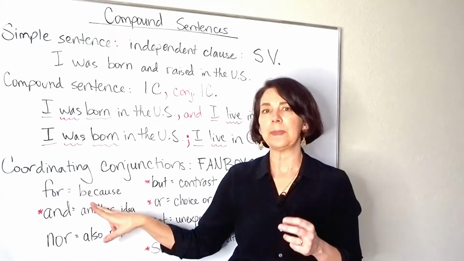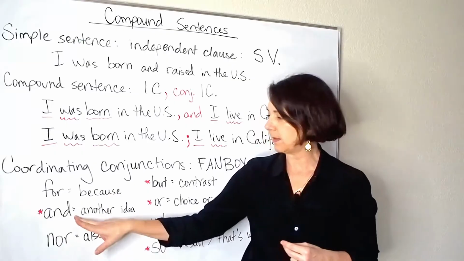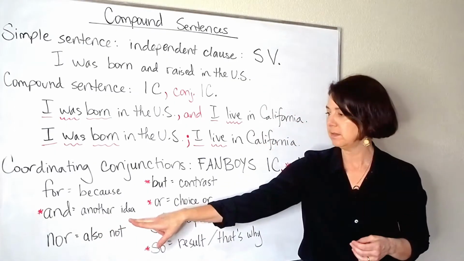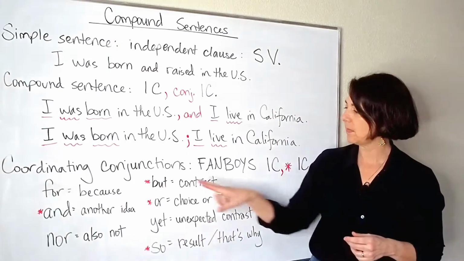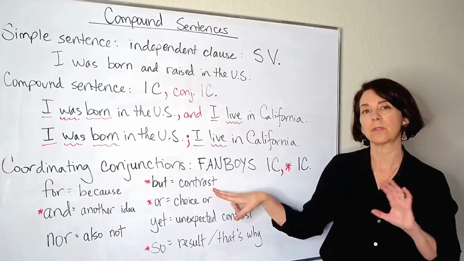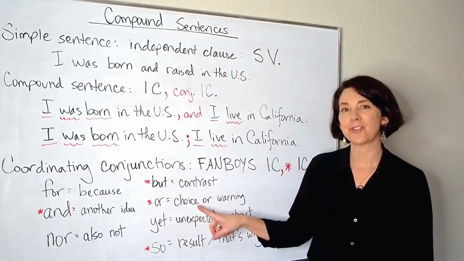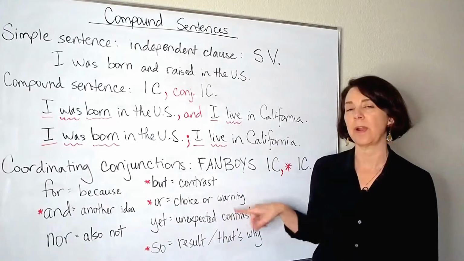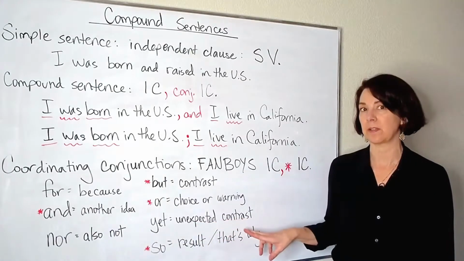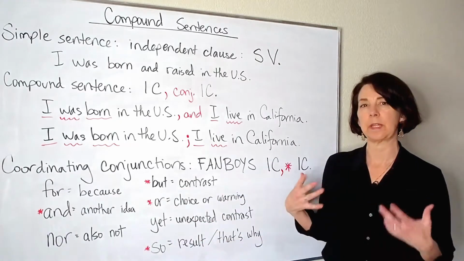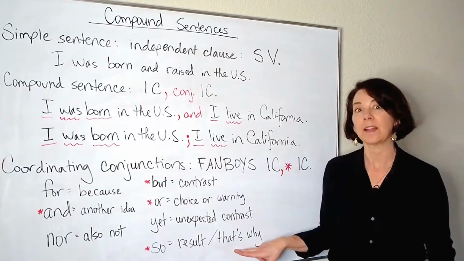So let's take a quick look at those. For, this meaning of for means because. It's not like this is for you. That's a different meaning. And shows another idea. Nor, which means also not. It's like a negative and. But shows contrast, so it shows ideas that are different or an idea that's unexpected. Or shows a choice or a warning. So this or has 2 possibilities or 2 meanings. Yet shows an unexpected contrast. So it's like but, it shows something that's more unexpected. And finally, we have so, which shows a result, or that's why.